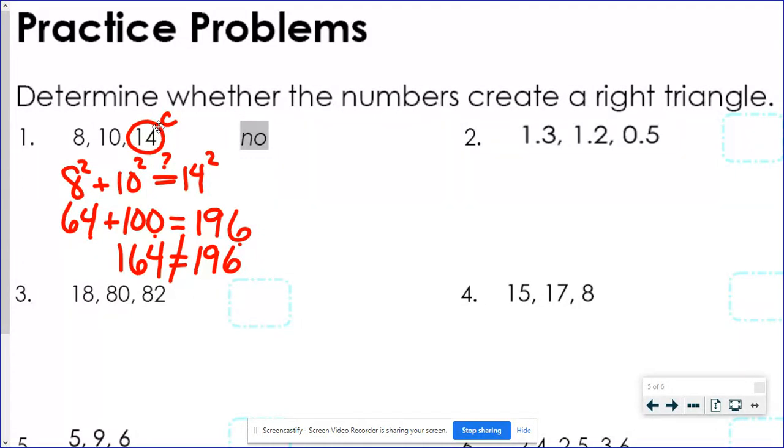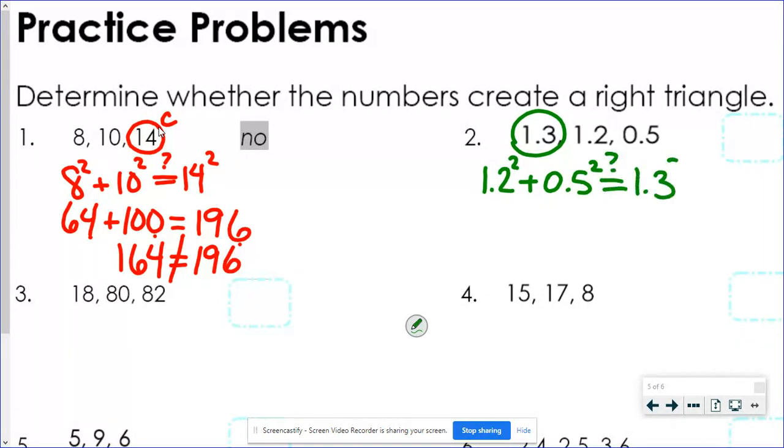In number 2, I have to see that this is my biggest number. 1.3 is the longest side out of all those sides. So that has to be my C. I don't care for the 1.2 and the 0.5, which one is the A and which one's the B. If you want to keep the order that we've got there, that's fine. 1.2 plus 0.5, square both of them. Does that equal 1.3 squared?